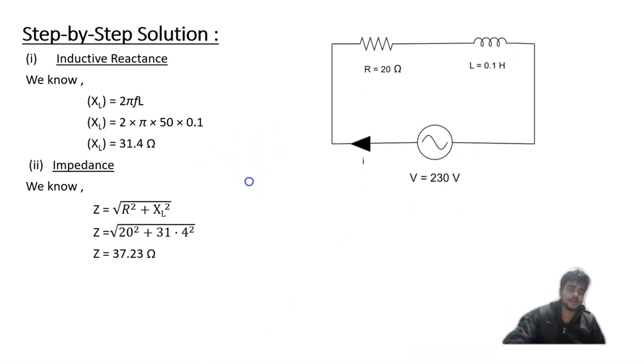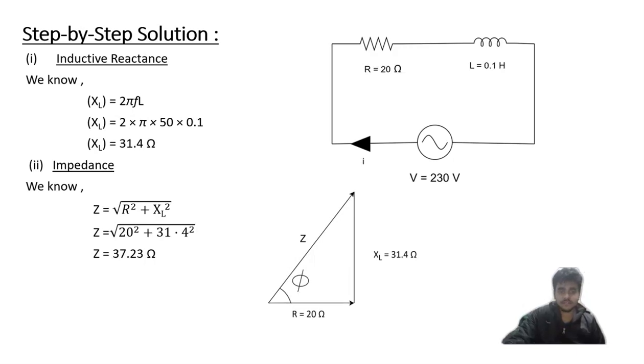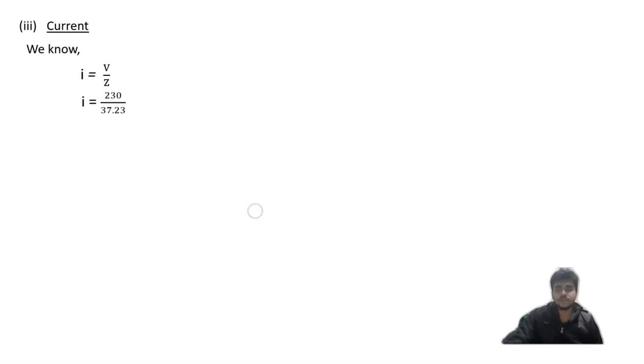This is the circuit diagram, and this is the impedance triangle. In an inductive circuit, that is an RL circuit, the current lags the voltage by a phase angle of phi. Now we calculate the current. We know that I equals voltage by impedance. We just plug in the values, and then we get I equals 6.18 ampere.